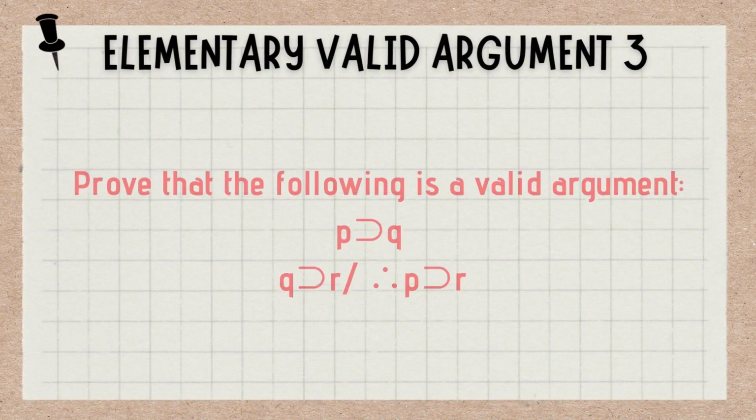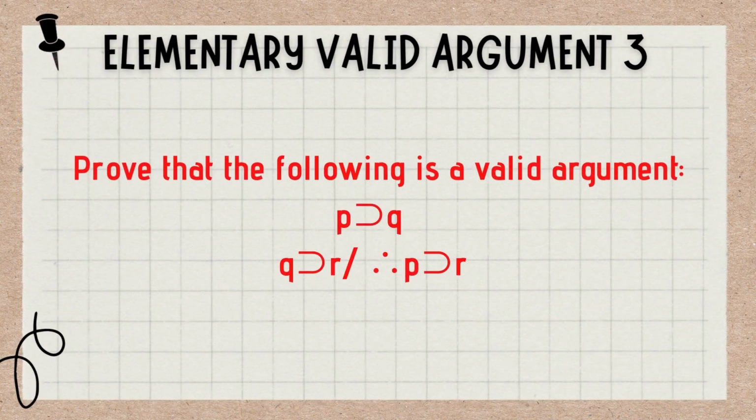The next valid argument is P implies Q, Q implies R, therefore P implies R. You write P implies Q, conjunction Q implies R, implies P implies R.